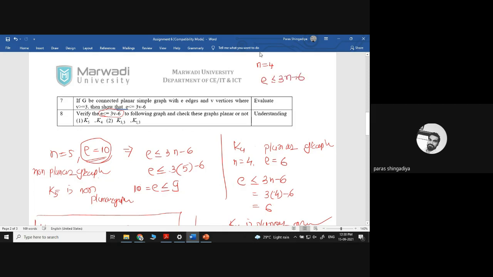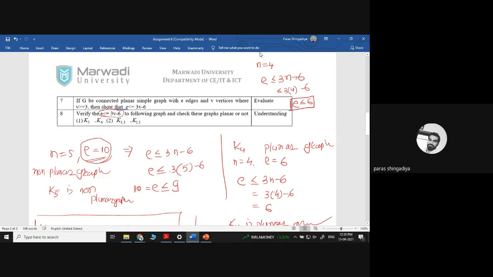Means what should be the boundary of the number of edges where your graph is a simple connected planar graph? So that will be 4 vertices you have. So what is the answer? That is 3 times 4 minus 6, which is 12 minus 6, equal to 6. So you can take up to 6 edges to make such a connected simple planar graph by taking 4 vertices.